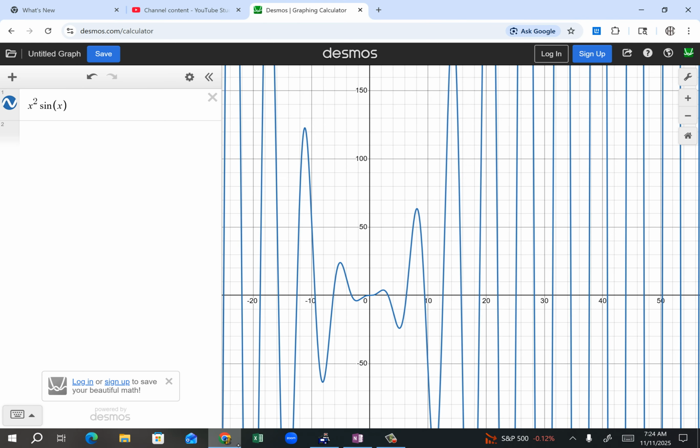If you look at the graph, does that match up? By God, it does. How about that? Right there at 0, we had a 0 slope momentarily.